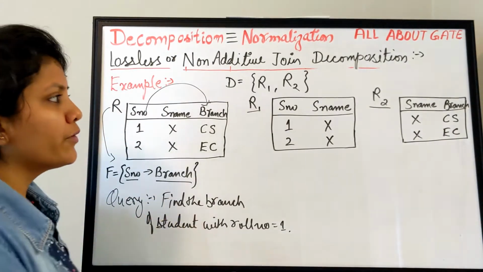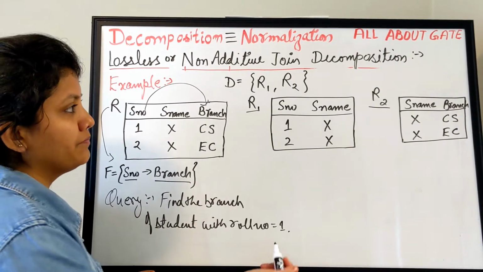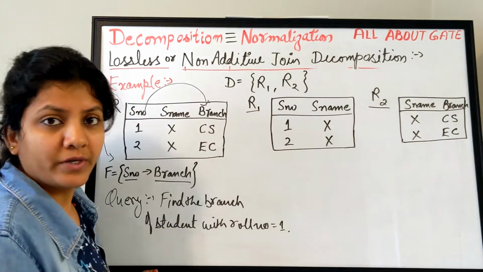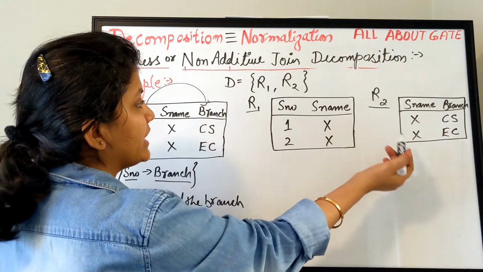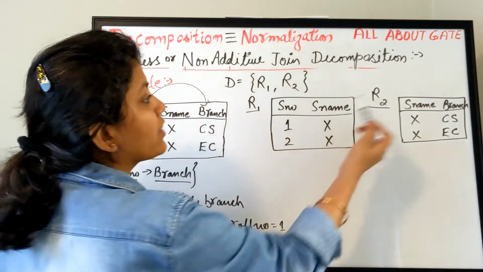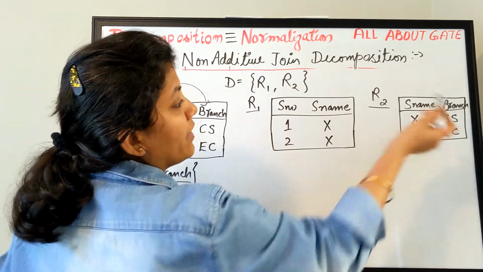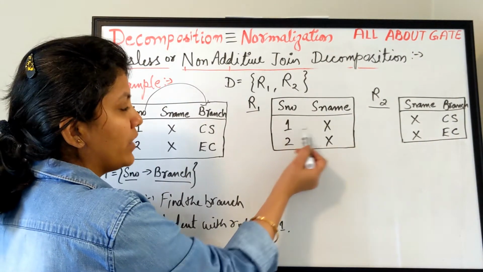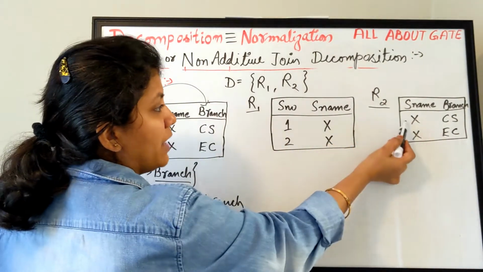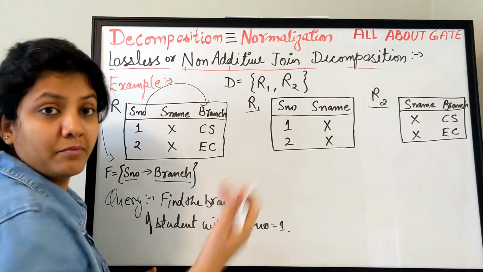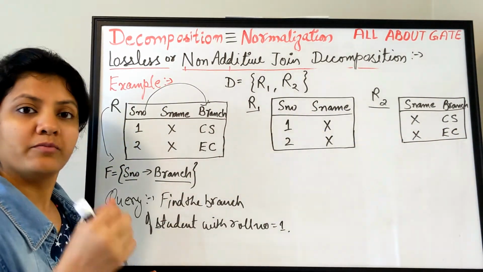So basically you will have to see what is the connecting point here. The connecting point is the name of the student. So you will have to see the name of the student who has the roll number 1, and accordingly for that particular name you have to find out the branch. Whoever's roll number is 1, find out its name, look at the same name, and get its respective branch. But it's not that simple, right? We have to perform the query.